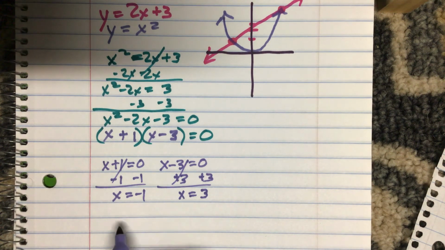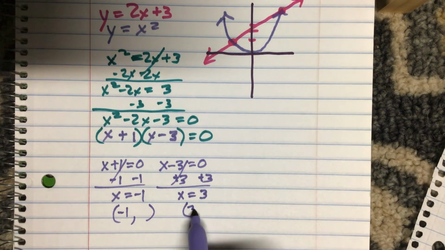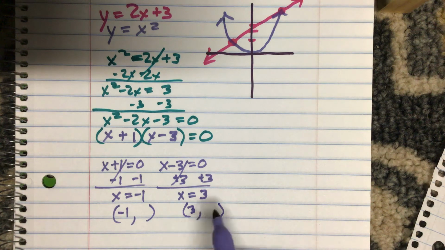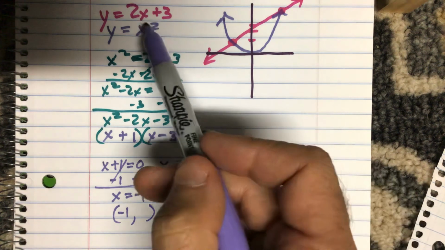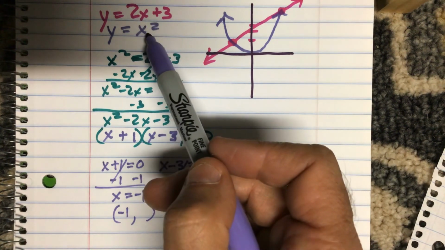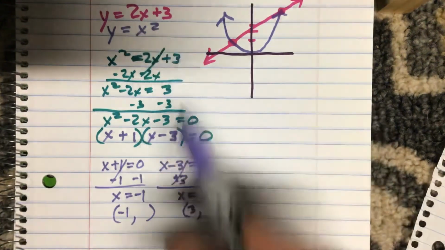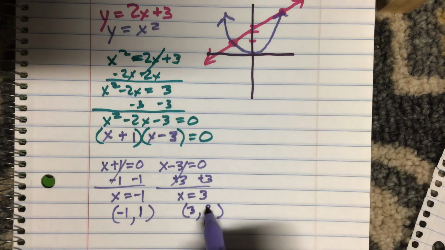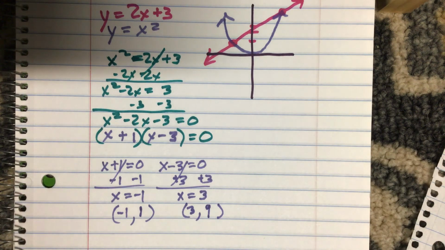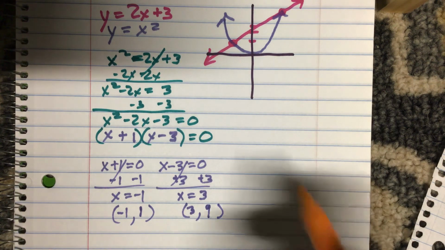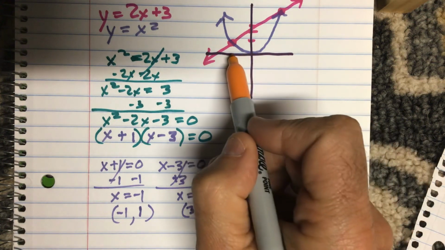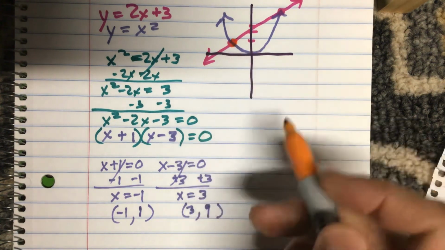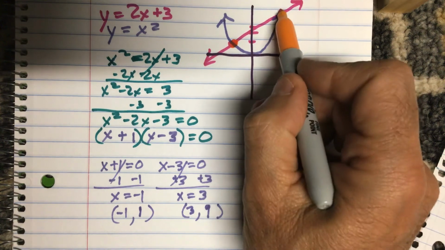And of course I need y values because we're looking for solutions. So negative 1 and 3. I can just go back to the original function and plug it in. It doesn't matter which function I use. I'll use this one because it's easy. Negative 1 squared is 1, and 3 squared is 9. So these should be my points of intersection, which looks about right: negative 1, 1, and 3, 9.